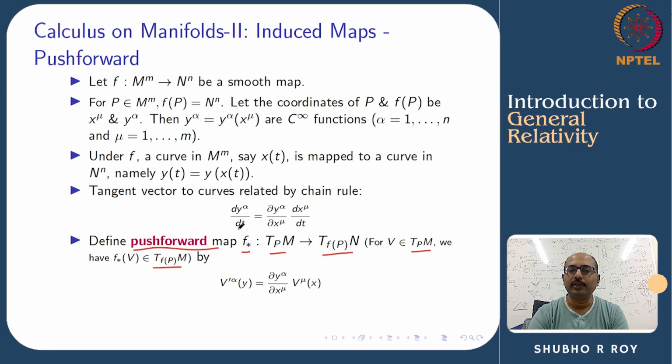And the formula is exactly the same, except that the tangent vector dy alpha dt, I've replaced by V prime alpha. Okay, and dx mu dt, this component, I've replaced by V mu. So this is a general vector, not just a tangent vector to this curve x of t. So a general vector in the tangent space at p of M is mapped to a corresponding vector in the tangent space of the image point, and the components are related by this rule, in which you have to contract with the Jacobian.